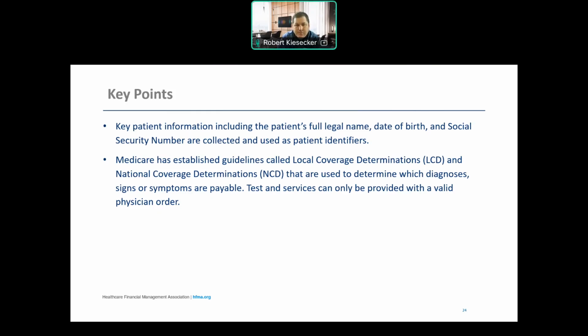Key points. So key patient information includes the patient's full legal name, date of birth, and social security numbers, which are collected and used as patient identifiers. Medicare has established guidelines called local coverage determinations or national coverage determinations that are used to determine which diagnosis, signs, or symptoms are payable. Tests and services can only be provided with a valid physician order. Okay?